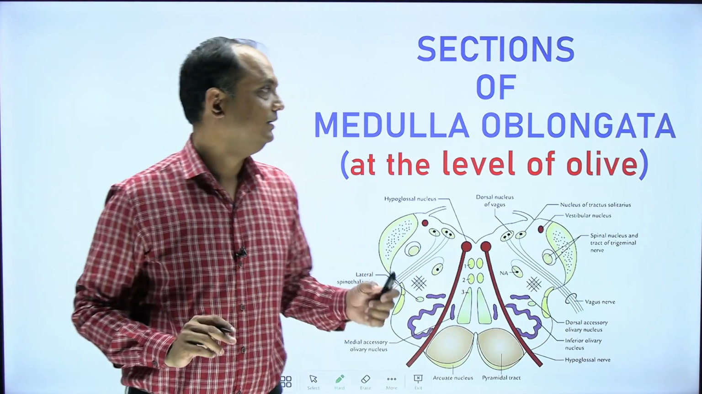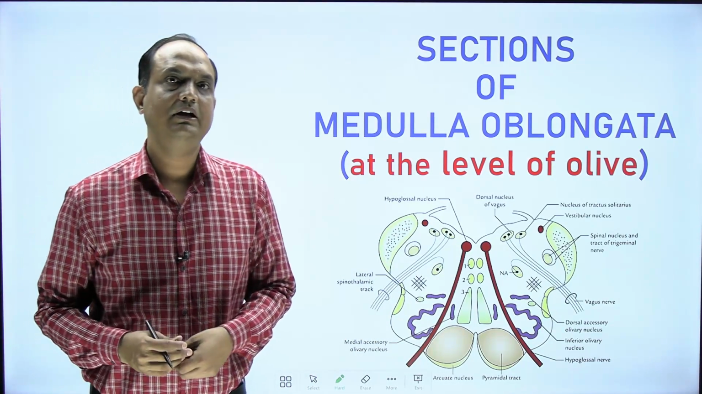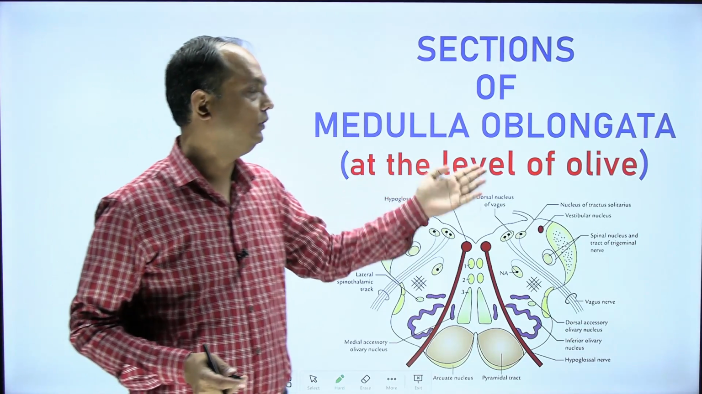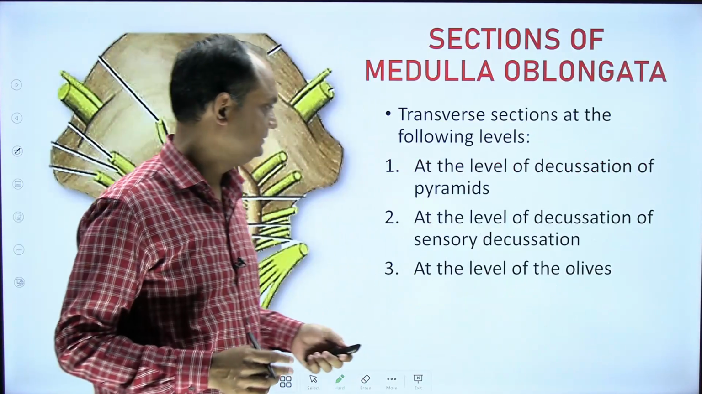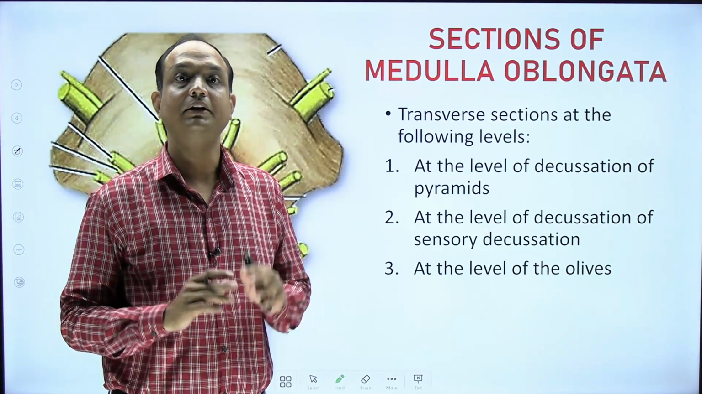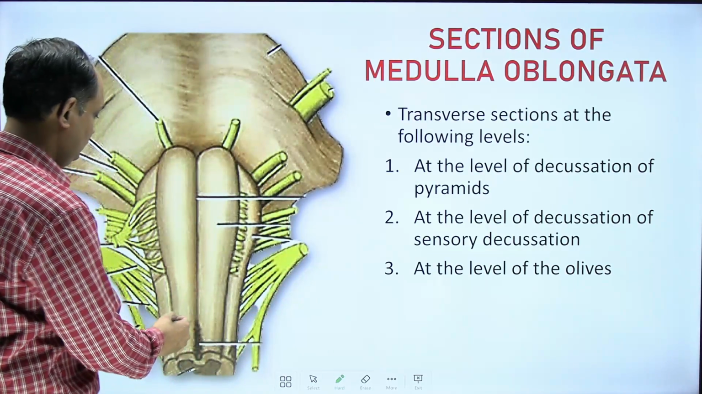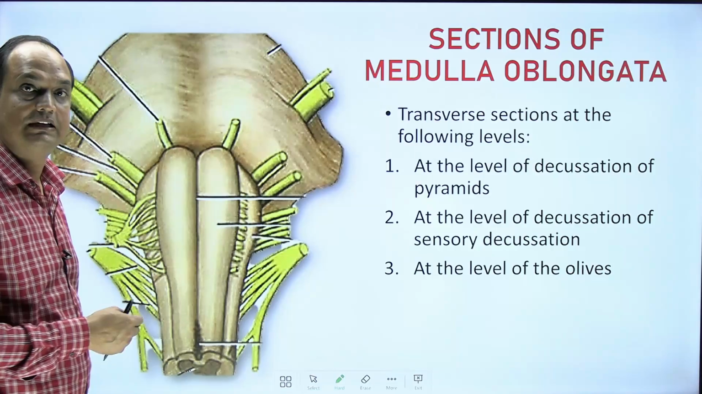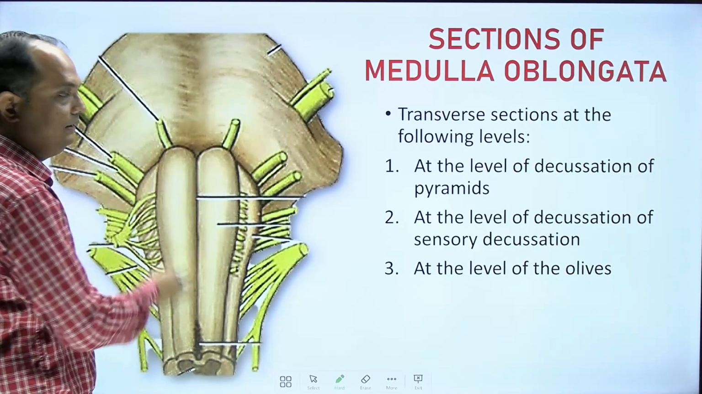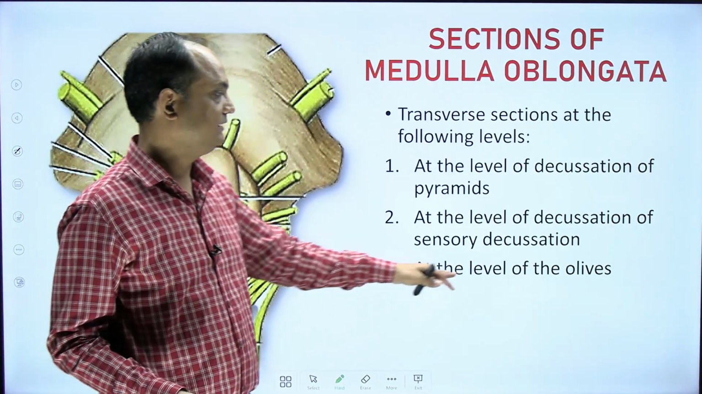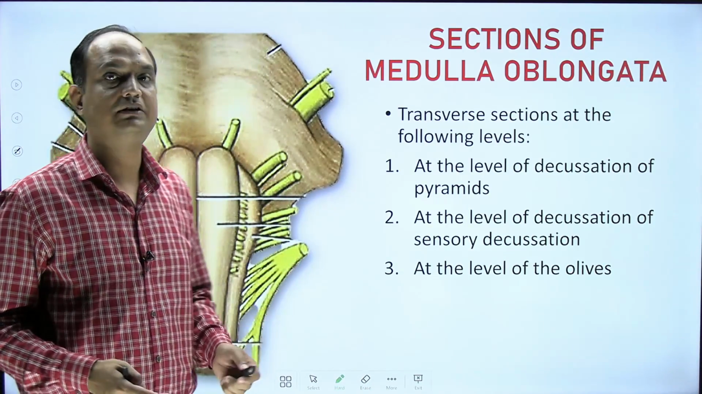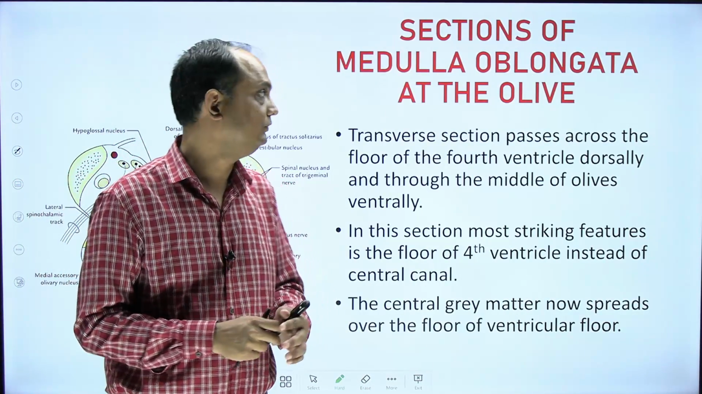Hello students. In today's lecture, I will tell you about the section of medulla oblongata at the level of olive. Now you know that the sections of medulla oblongata are divided into three parts. You have the lowermost section, that is the pyramidal decussation, the middle section at the level of sensory decussation, and the upper level of the medulla, that is the section at the level of olives. So today we'll discuss this uppermost section, that is the section at the level of olive.